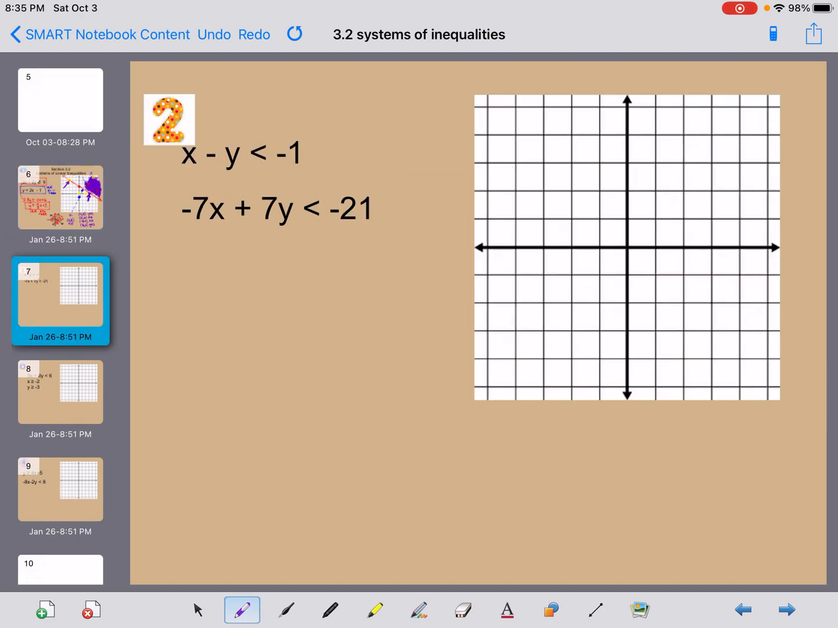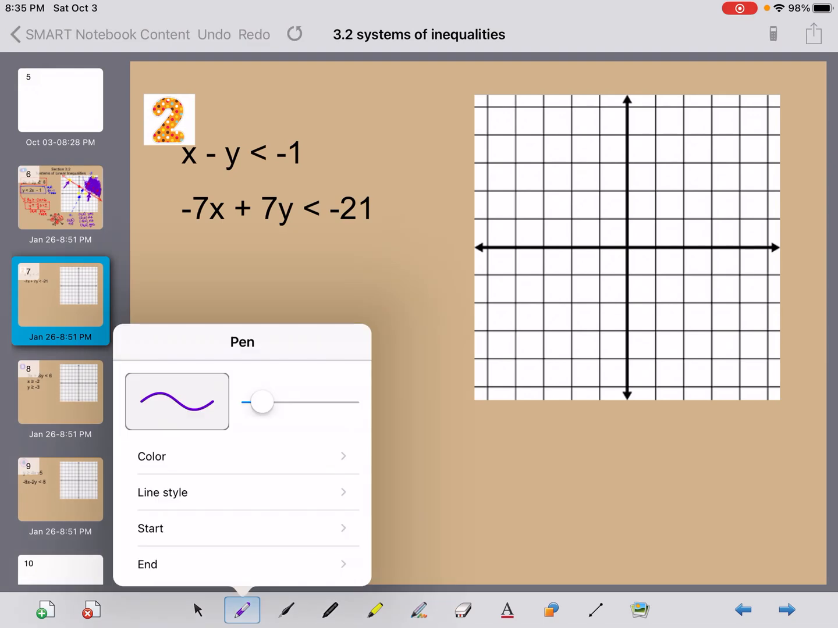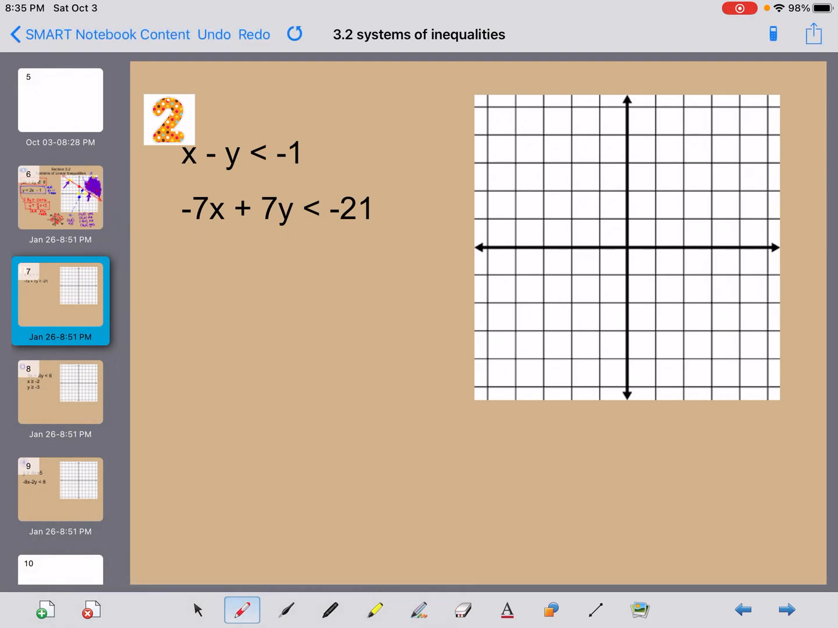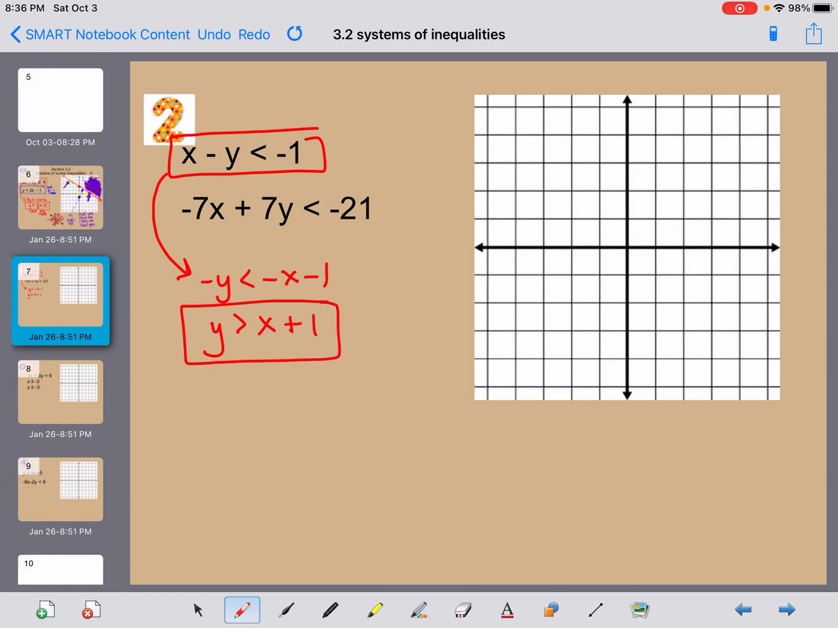All right, so let's try another one. Go ahead and pause the video and try it. So I'm going to take this first inequality, and it would become negative y less than negative x minus 1. I'll then divide everything by negative 1. When you divide, don't forget to switch the inequality sign. So this is what I'm graphing.